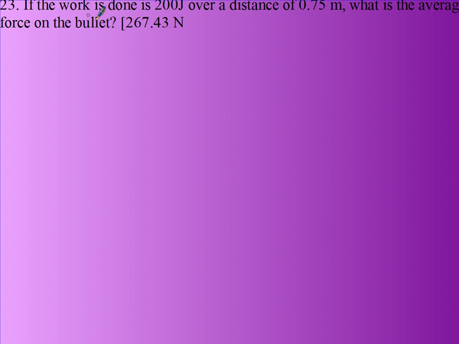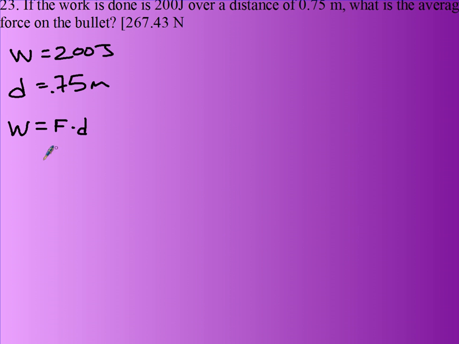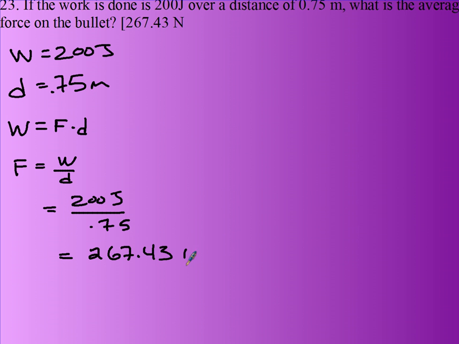Now, if the work done is 2,000 joules over a distance of 0.75 meters, what's the average force? Well, this isn't really kinetic energy, but it's kind of a cool problem. Work is force times distance. Force is work divided by distance. The work is 200 joules divided by the distance of 0.75, and we get 267.43 newtons.